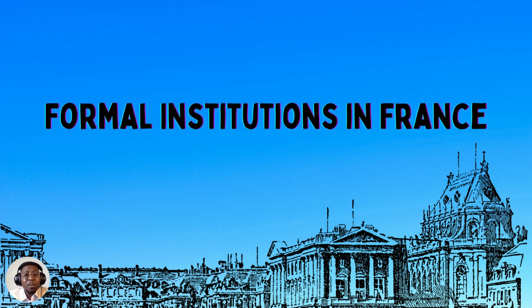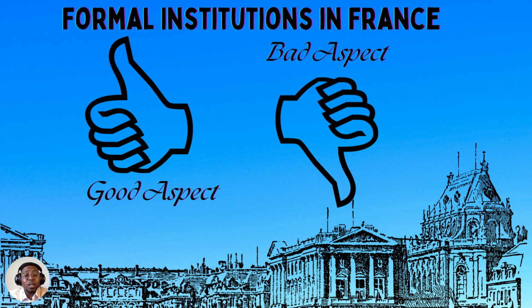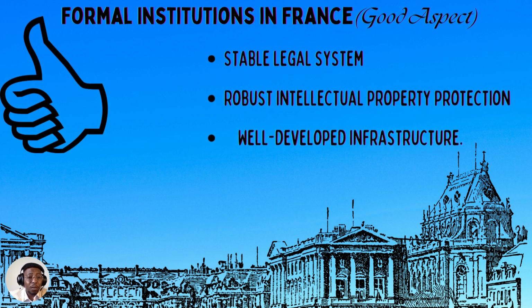So let's talk about the formal institutions in France. There's a bad aspect of it, and there's a good aspect. Let's start with the good aspect. The good aspect of the French institutional system is the fact that it's a stable legal system. When I say legal system, I'm also talking about a civil law system with a strong emphasis on written law and a hierarchy of courts, including administrative and judicial branches, guided by the principles of legal positivism.